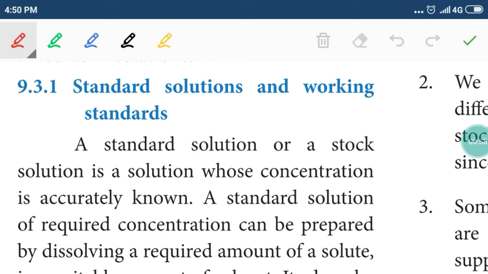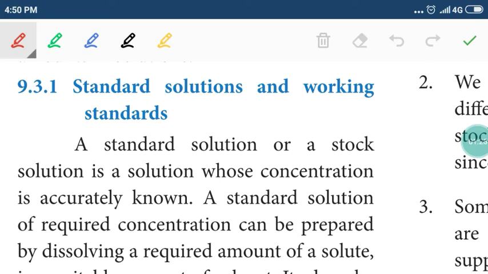Another one is quantitative analysis. We will measure how much weight of oxalic acid is present in the solution, or how much ferrous sulfate is present in the solution. So, quantitative analysis will be done in 12th practicals. It is called volumetric analysis. In that, we often use the word standard solution. We need a standard solution to perform a quantitative analysis or volumetric analysis.